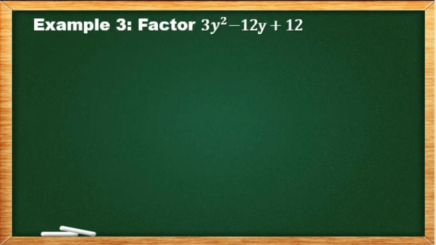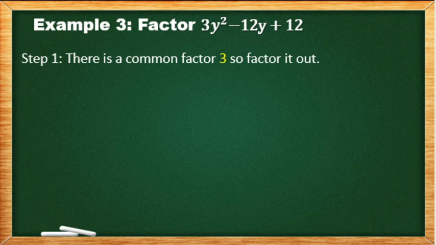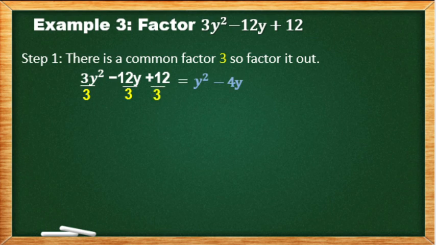Number 3, factor 3y squared minus 12y plus 12. They have common factor na 3, so factor it out. 3y squared divided by 3, the answer is y squared. And negative 12y divided by 3, the answer is negative 4y. And positive 12 divided by 3, the answer is positive 4. Yung y squared minus 4y plus 4 is PST. The square root of y squared is y. The square root of 4 is 2. Multiply. 2 times y is 2y, and times 2, 4y. So, meron tayong second pattern, which is minus.